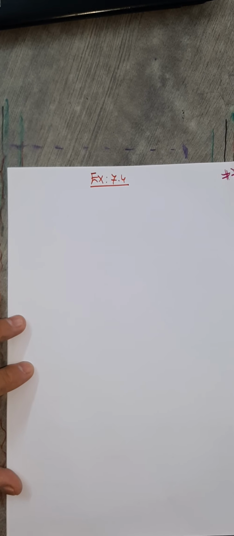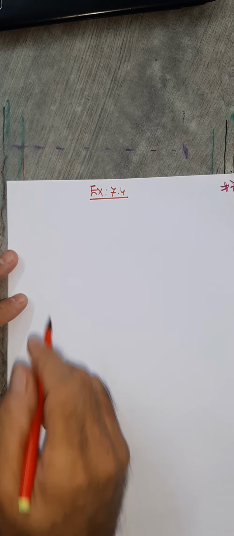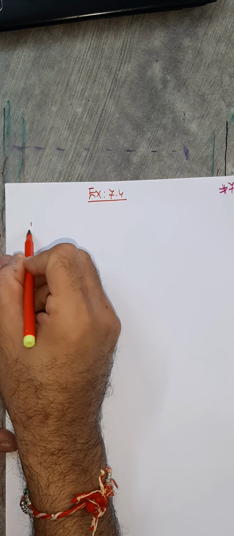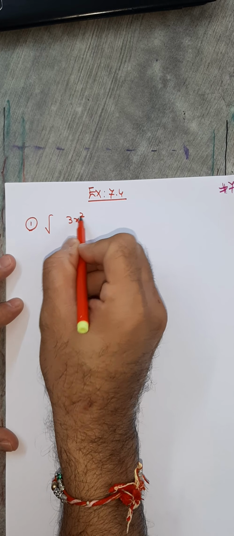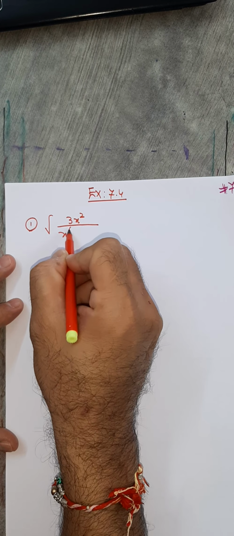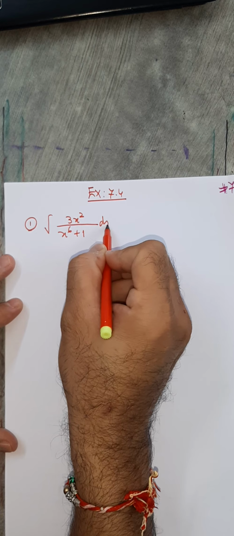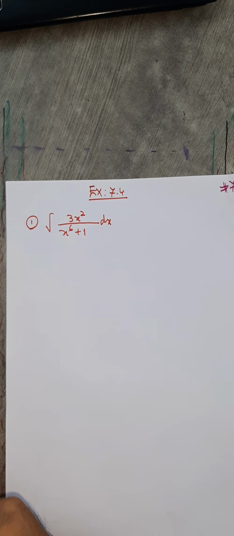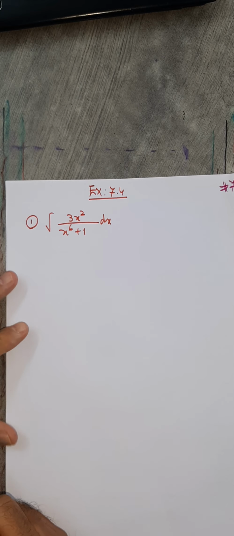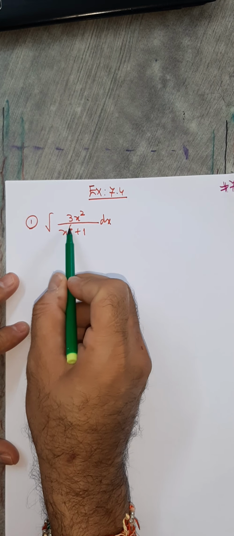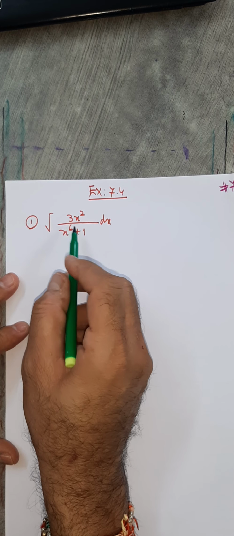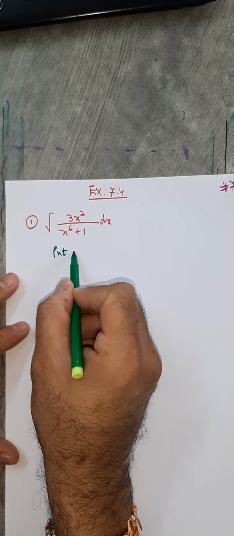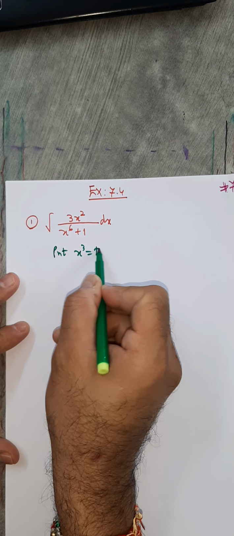Exercise 7.4, first question. Question number 1 here, that is the integral of 3x squared upon x raised to 6 plus 1 dx. Now you must have realized the numerator is the derivative of x cube. So I can rewrite x raised to 6 as x cube the whole square. So we are going to put x cube equals t here, substitution.